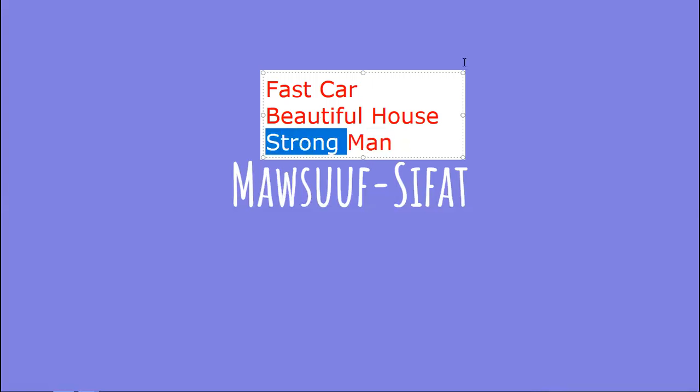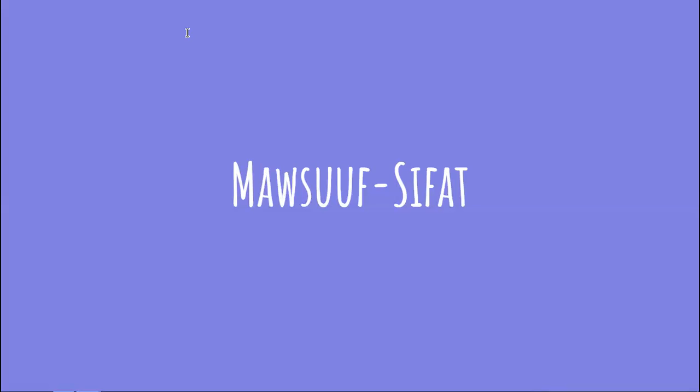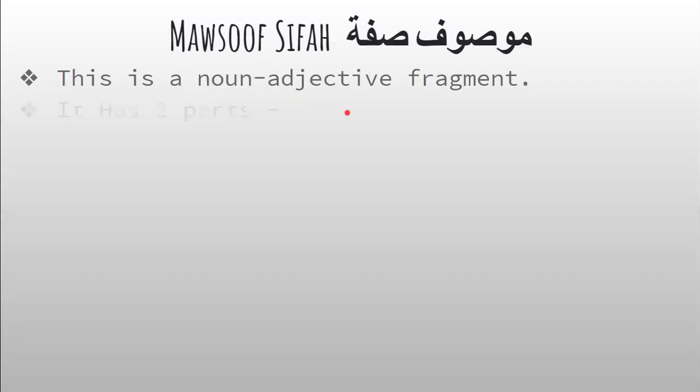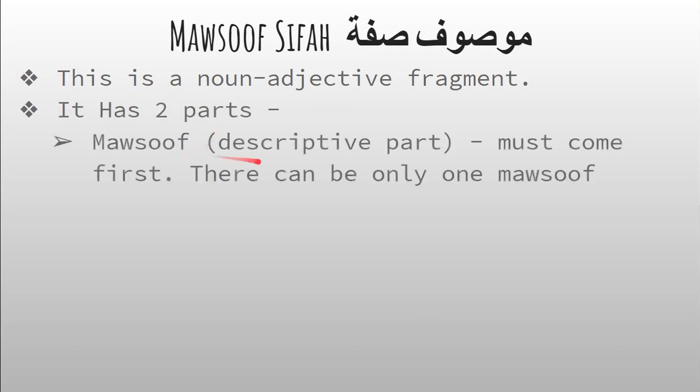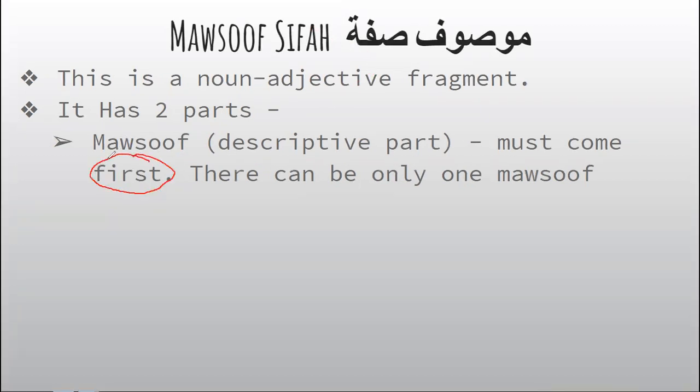So you can understand it. And in English, the Sifa always comes first and Mawsuf comes second. But in Arabic, it's different. In Arabic, the Mawsuf always comes first and Sifa comes second. So this is a noun adjective fragment. You understand this part? It has two parts, right? Mawsuf and the Sifa. Mawsuf is the descriptive part, the thing you are describing. And the descriptive part always comes first. Mawsuf always comes first. And then comes the Sifa.